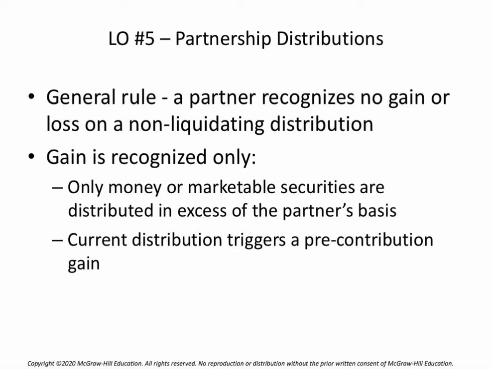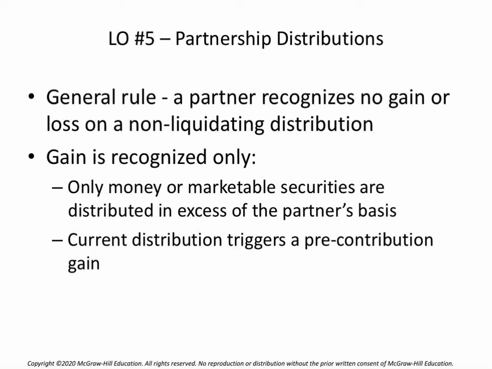Learning objective 5, partnership distributions. So first, taking a look at non-liquidating distributions. This is typically ongoing in the partnership's existence and in the business venture's existence. Partners typically are not going to recognize any gain or loss. We recognize the gain based on the income that the partnership receives, and then we make a basis adjustment on that. If we have a non-liquidating distribution, that will similarly be a basis adjustment, but itself will not be something that triggers a recognition of gain or loss.